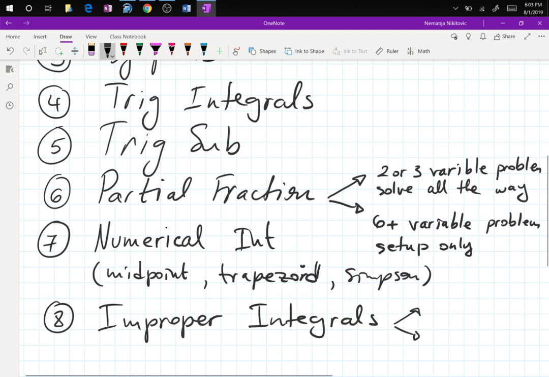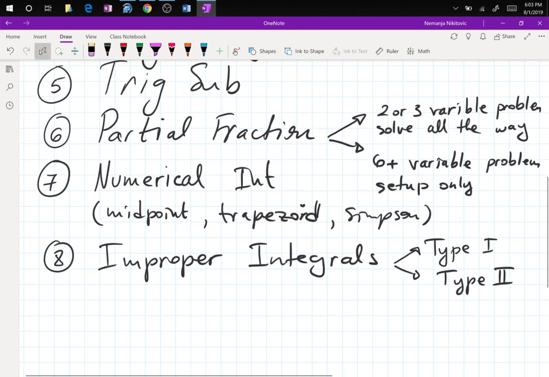Type 1, type 2. Most likely both will show up. Type 2 is the evil one, right?